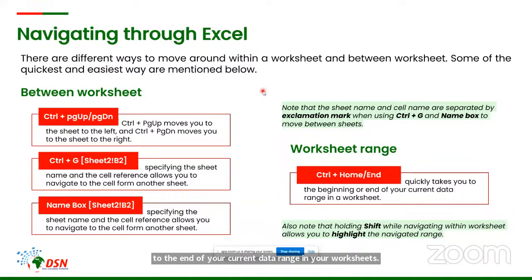So here are some important things that you should note. Note that the sheet name and the cell name are separated by an exclamation mark when using Ctrl G and the Name Box to move between sheets. Also note that holding Shift while navigating within Excel allows you to highlight as you navigate. So if you hold down Shift and press any navigating shortcut, maybe Control Home or Control End, it allows you to highlight the range that you have just navigated. So let's move on.